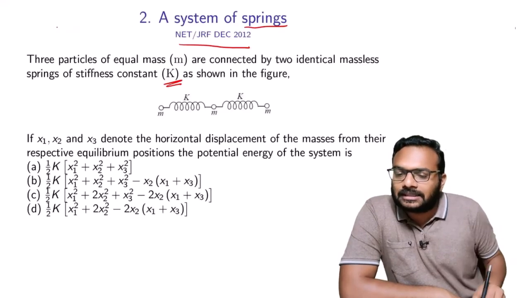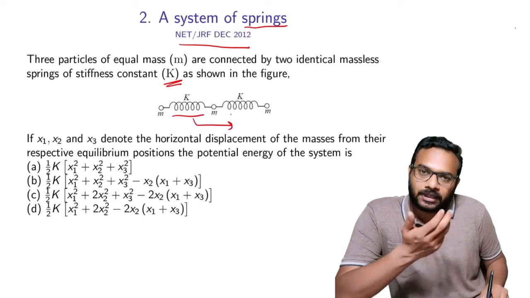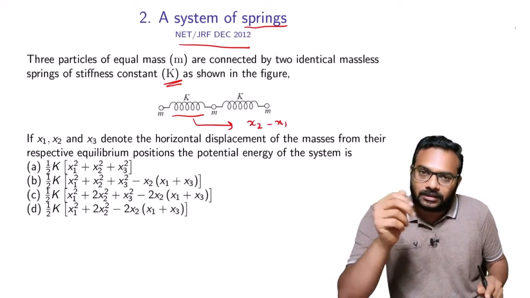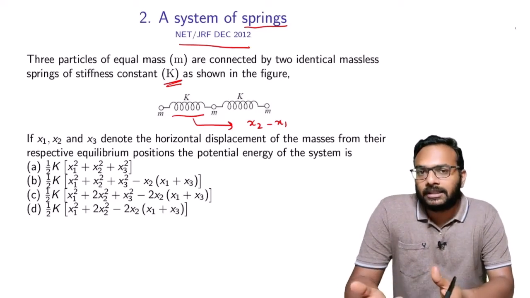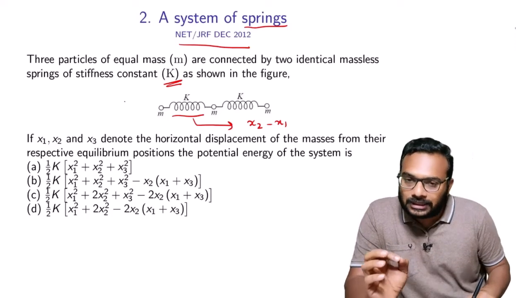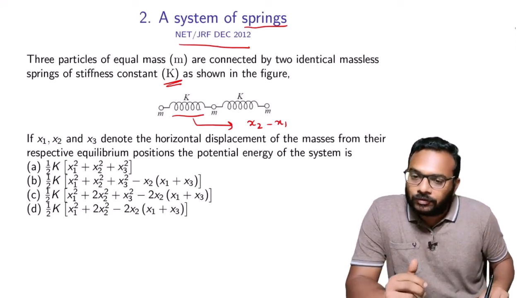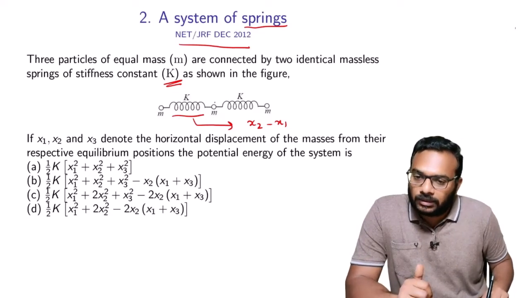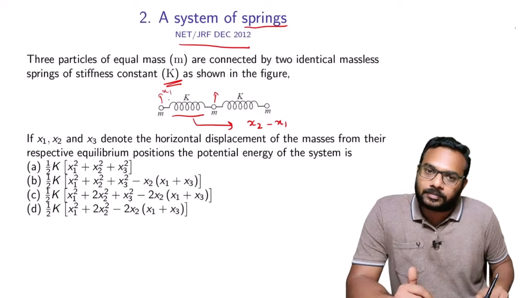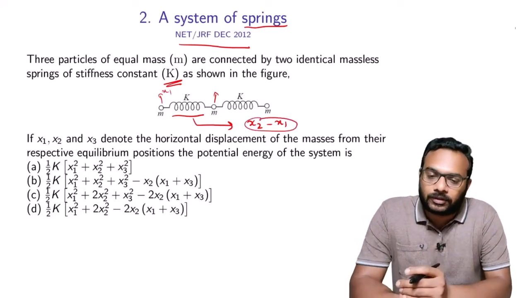If you look at spring 1, the extension of spring 1 from equilibrium position can be written as x2 minus x1. This is the important thing that you need to identify here. Once you identify this, the problem is done. The important point where your mind has to be applied is to find the extension of the spring. The equilibrium position of this is given by x2, of this one it's x1. So x2 minus x1 would be the extension of the spring from the equilibrium position.